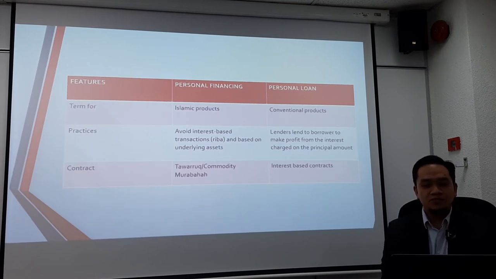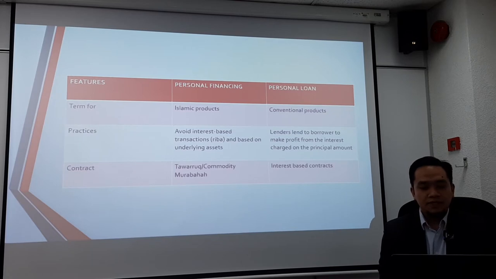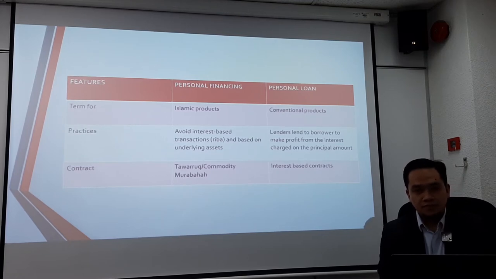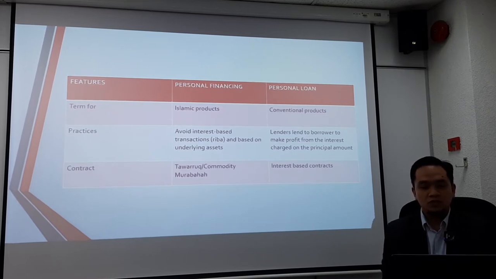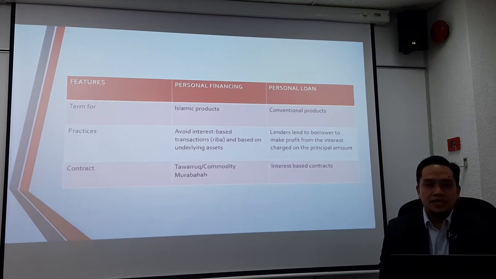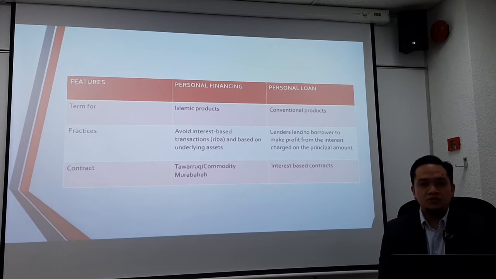The second is practice. For personal financing, the practice is to avoid interest-based transactions, which is riba, and it is based on an underlying asset. For personal loan, the practice is that the lender lends to the borrower to make profit from the interest charged on the principal amount. The contract used for personal financing is Tawarruq and also Commodity Murabahah, and the contract for personal loan is an interest-based contract. So basically, we can conclude that personal financing is used for Islamic banking products, and personal loan is used for conventional products.